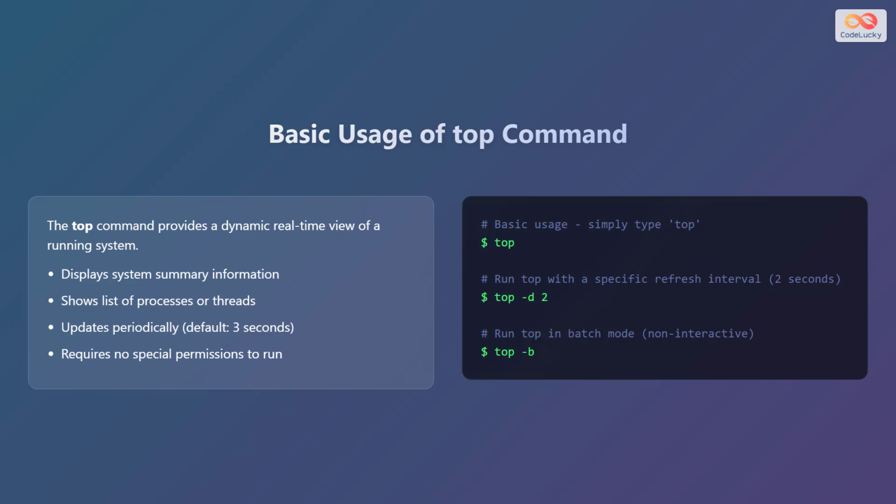To run the top command with a specific refresh interval, use the top command followed by the -d option and the desired interval in seconds. For example, top -d 2 will refresh the display every 2 seconds. To run the top command in batch mode, which is non-interactive and useful for logging, use the top -b command.